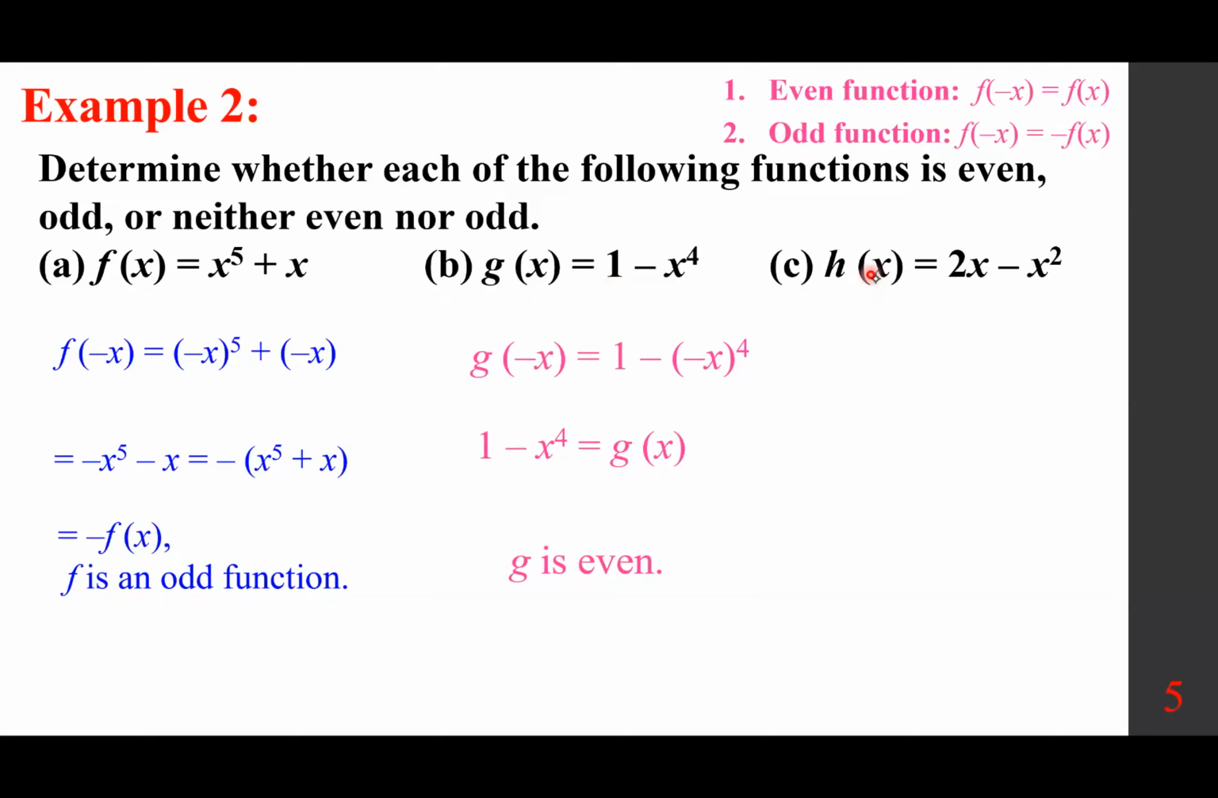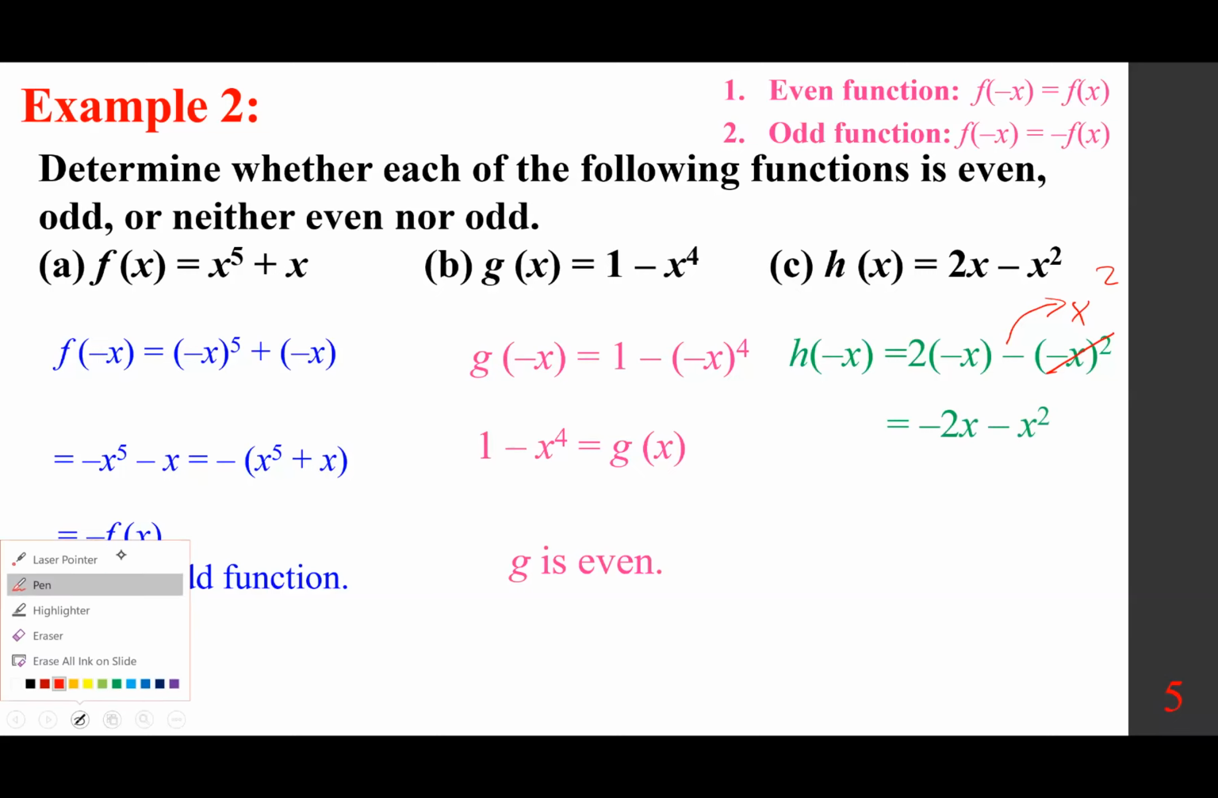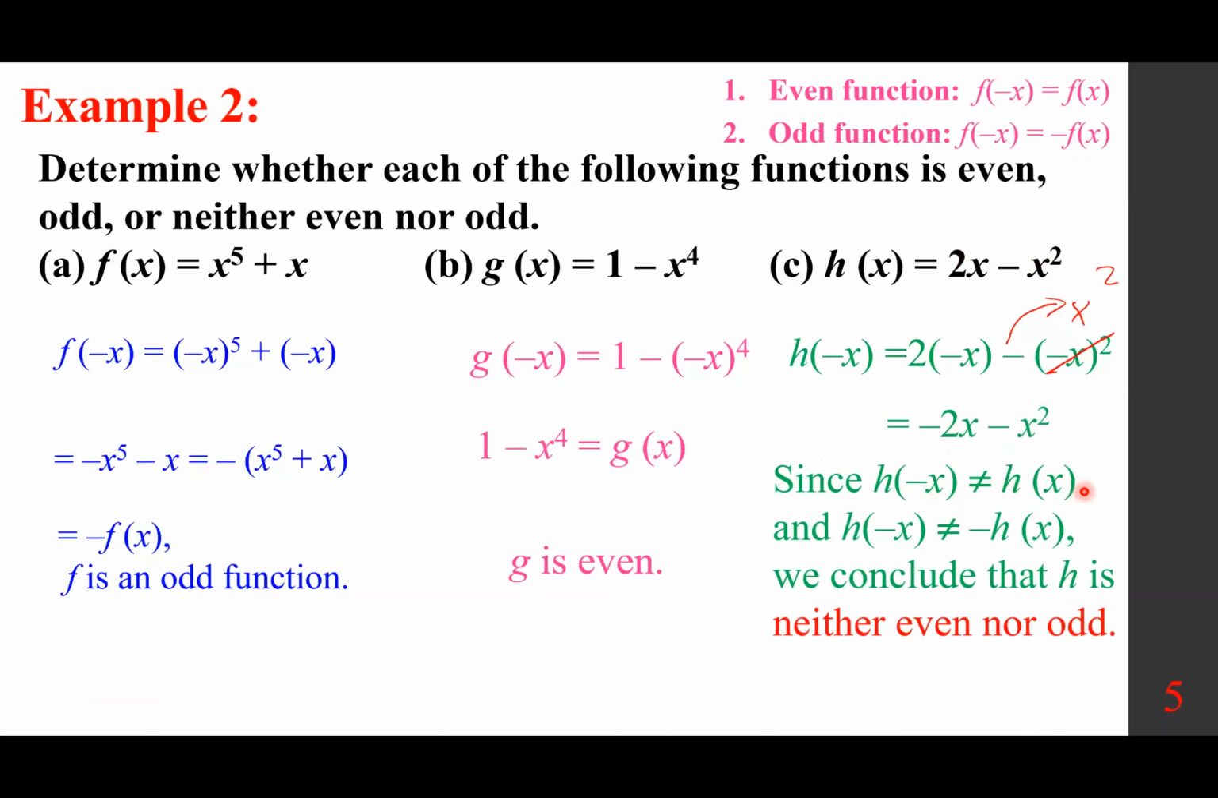Let's do the same thing here. Let's replace the x with minus x. This is minus 2x. This is x squared, and there's a negative in front of it. Is this equal to h of x? No. So therefore, it's not even. Is it equal to minus h of x? No. So it's neither. Since h of minus x is not equal to h of x and not equal to minus h of x, you conclude that h is neither even nor odd.